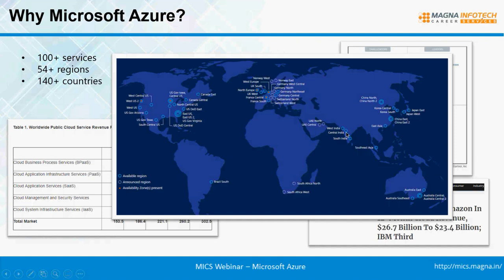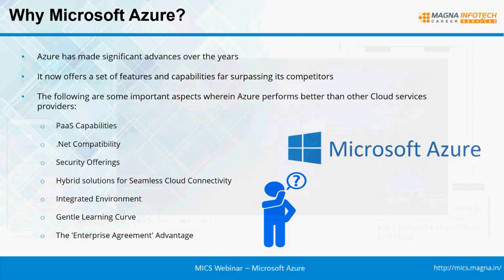You can see there is South India, Central India, West India. Then we have East US, West US, West US 2, Central US. Then we have Norway, Europe, China, and Japan. So all these are different regions which are available to us. All right, so that's all I had for Microsoft Azure.